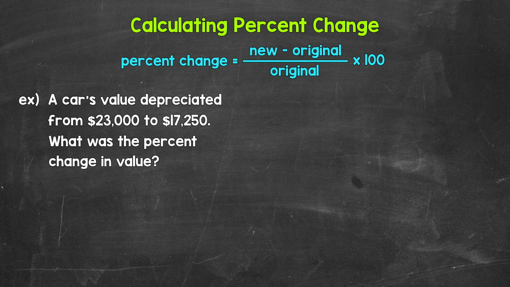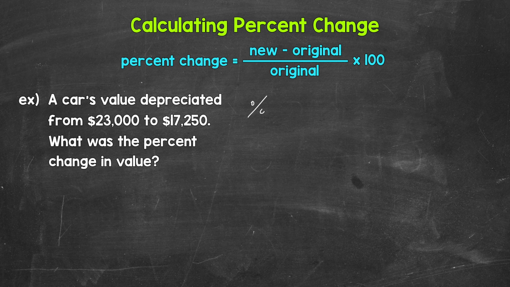Let's jump into our example where we have a car's value depreciated from $23,000 to $17,250. What was the percent change in value? Now keep in mind, depreciated means that the value went down, so the value decreased. So let's set this up.